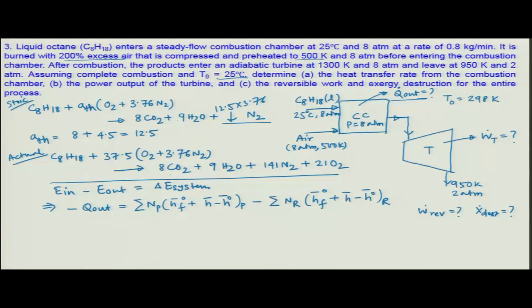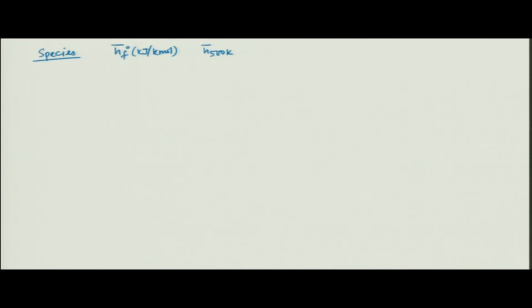So, you have the species, then I have the enthalpy of formation. I need a big table basically. So, I will start again. The species, then enthalpy of formation, the unit is kilojoule per kilomole. Then you have the enthalpy at 500 Kelvin, because the reactants are coming at 500 Kelvin, that is air. Then I will write enthalpy at 298 Kelvin, all the units are in kilojoule per kilomole.